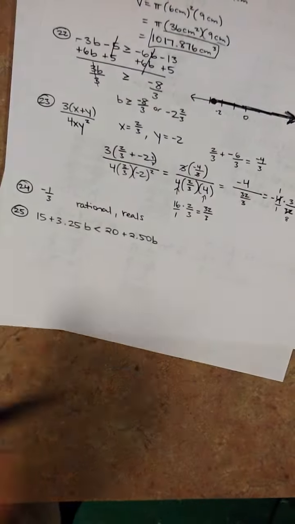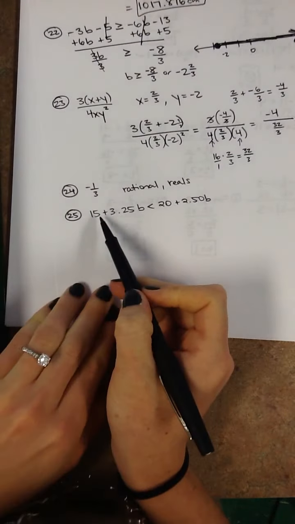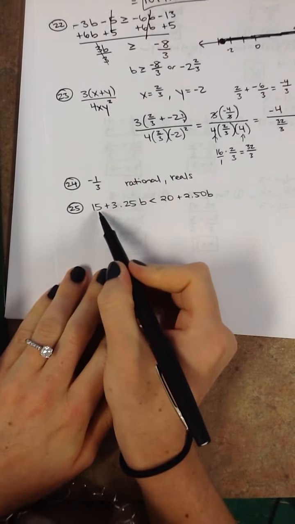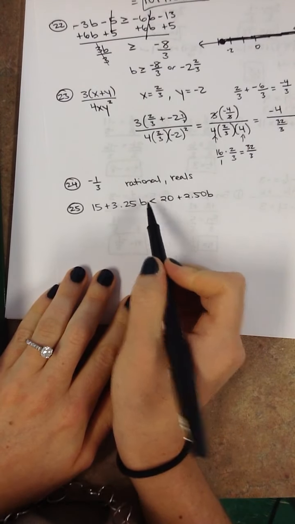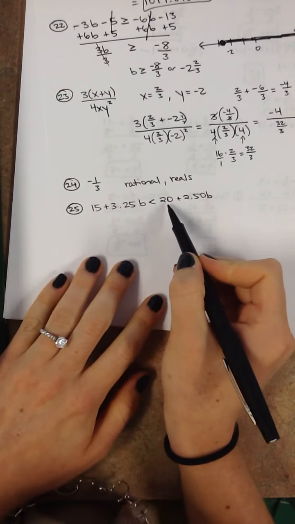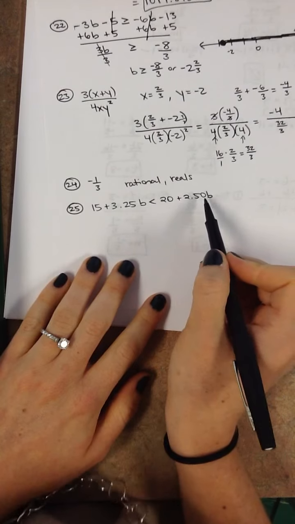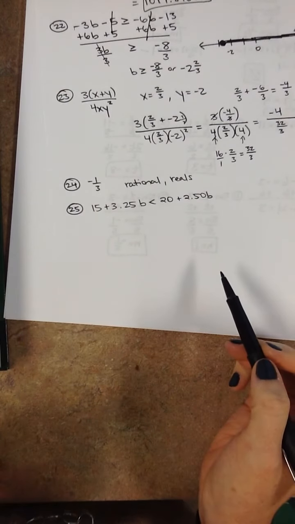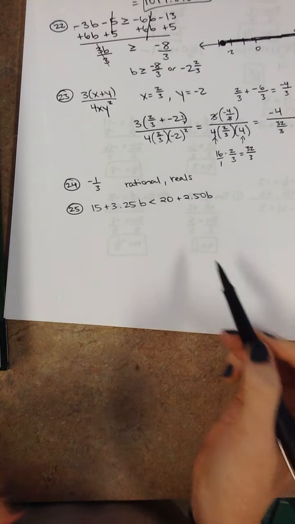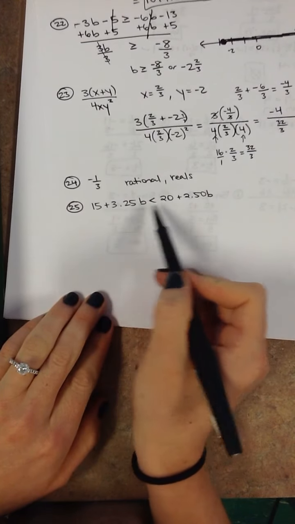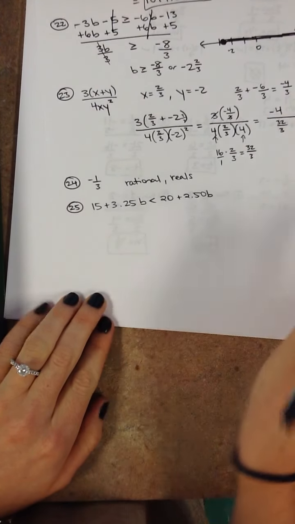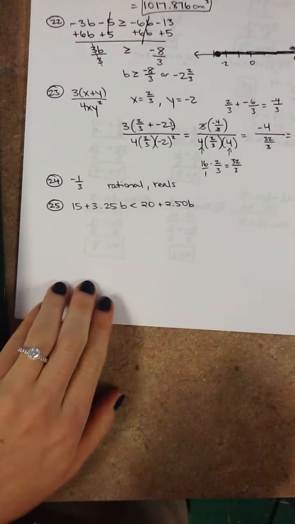So what they set up here was, this is for the accessory store, $15 flat rate plus $3.25 per bead. This is the finishing touch, $20 flat rate plus $2.50 per bead. We're trying to figure out for what quantity is it the better deal. So here, when is this one going to be less than this one? Or otherwise, when would it be the better deal? Well, when you pay less.